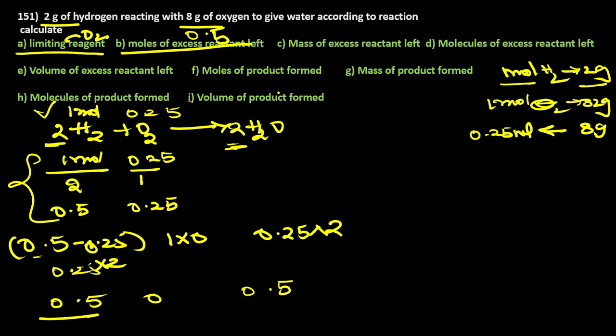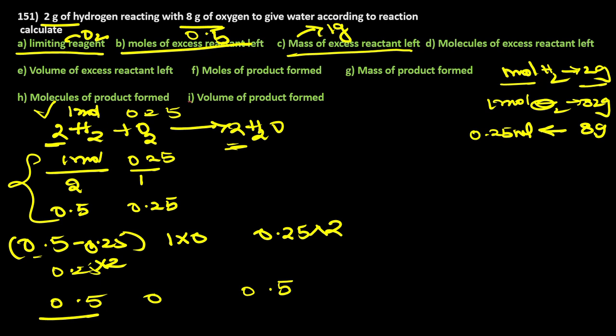So if you go for 0.5 moles of hydrogen, what is the mass of hydrogen? That means it is nearly 1 gram. Since 1 mole of hydrogen is 2 grams, 0.5 mole of the excess reactant is 1 gram.